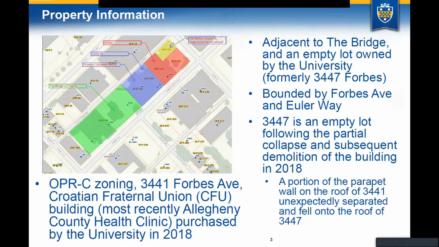3447 is an empty lot, and following the partial collapse and subsequent demolition of the building in 2018, a portion of the parapet wall fell unexpectedly on the roof of 3441, separated and fell onto the roof of 3447. Next slide.